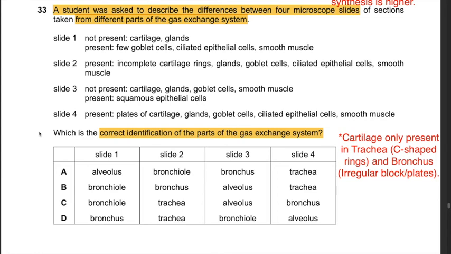Answer D is also incorrect, as slide 1 says cartilage is not present. However, the answer given is bronchus, which does have cartilage. Hence, we should consider between options B and C. Considering between B and C, C is the correct choice, as slide 2 talks about cartilage being present in the form of rings, which is only present in the trachea and not in the bronchus. Therefore, the answer is C.